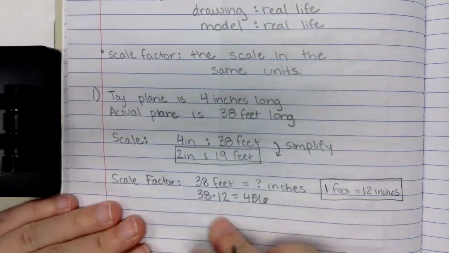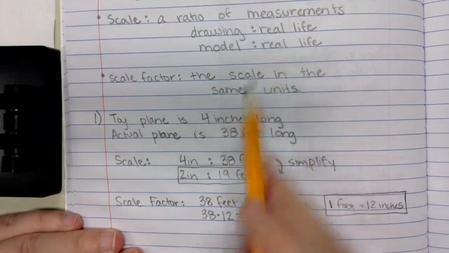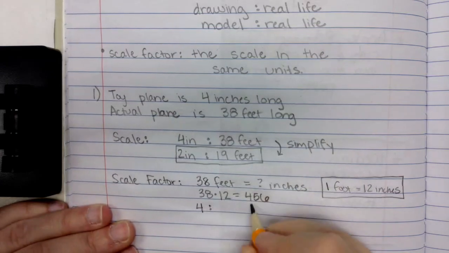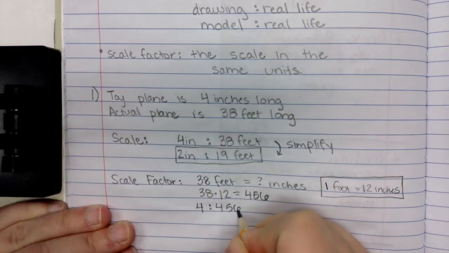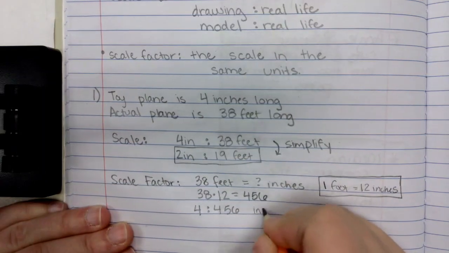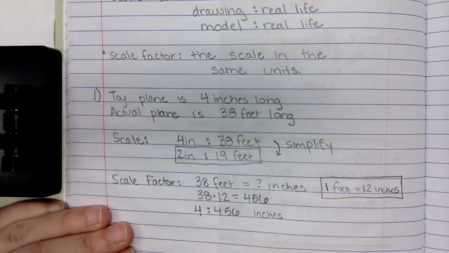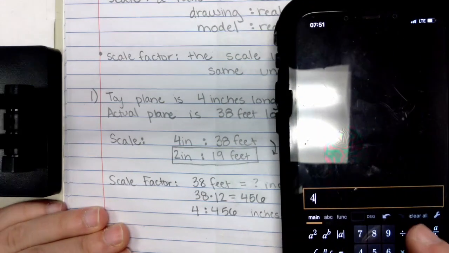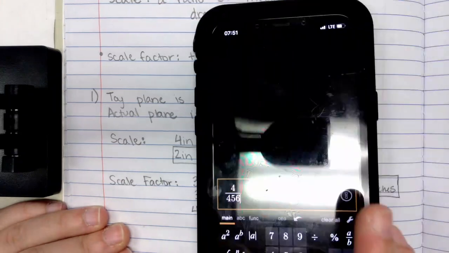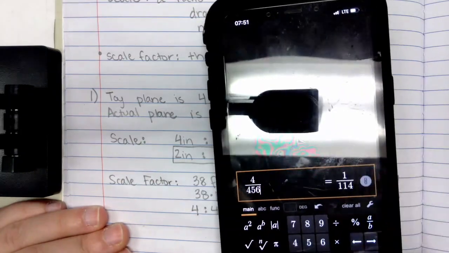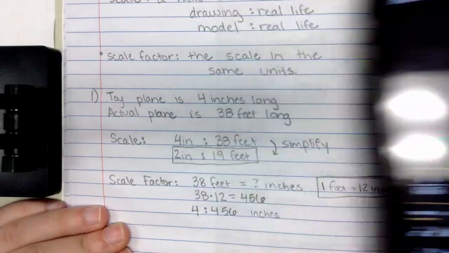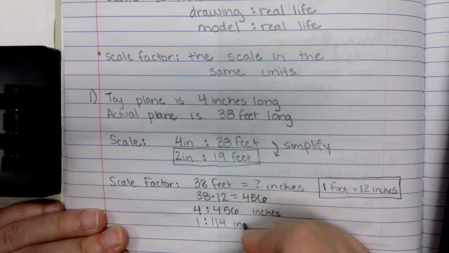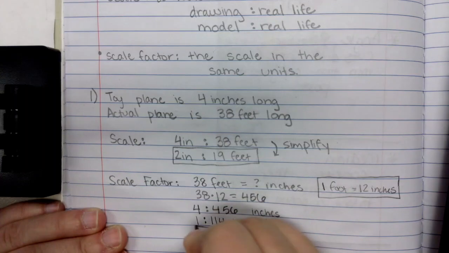So again, for our scale, we're still going to compare our model to our real life. So our model is only 4 inches to our plane, which is 456. We can put inches on the side because we know they're both measured in inches. Okay, and again, we want to simplify that. So 4 over 456. Hit that fraction button at the end. We get 1 to 114. And that is our scale factor.